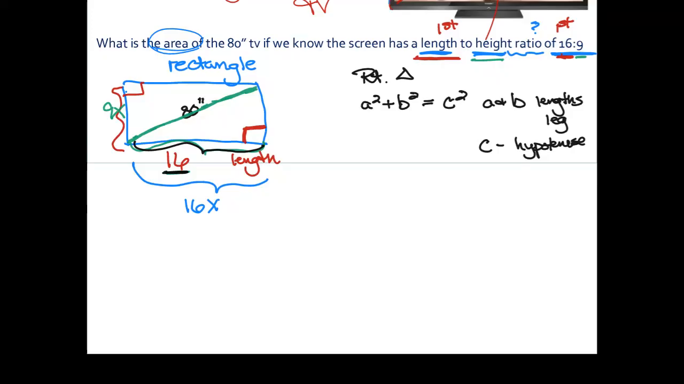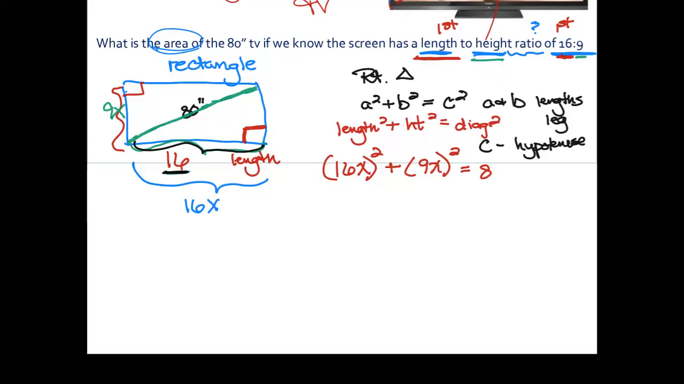So a squared plus b squared equals c squared. I'm going to say the length squared plus the height squared equals my diagonal squared. So the length is 16x, and I have to square that whole thing, plus the height, 9x, squared, and that is equal to my diagonal, which is 80 squared.